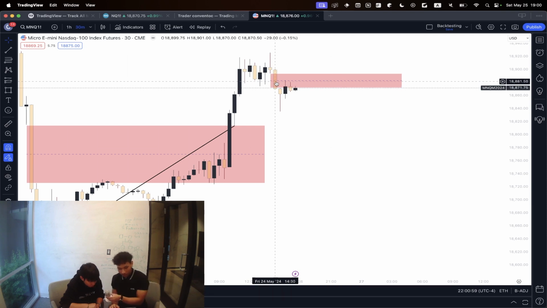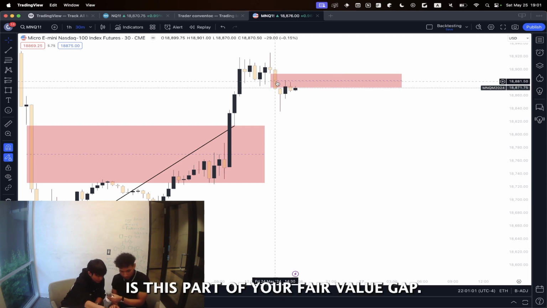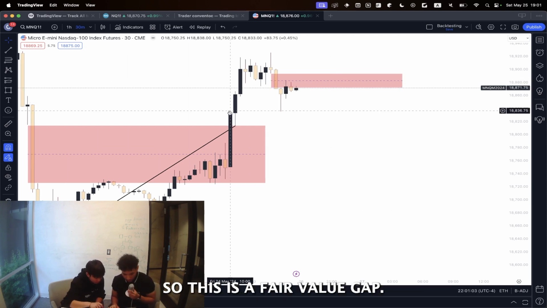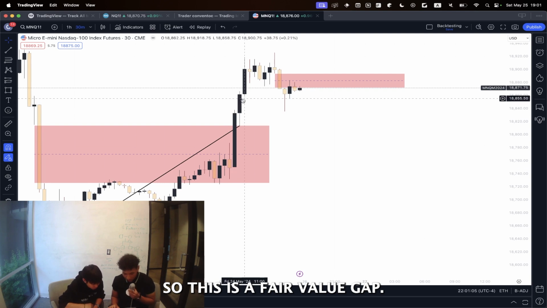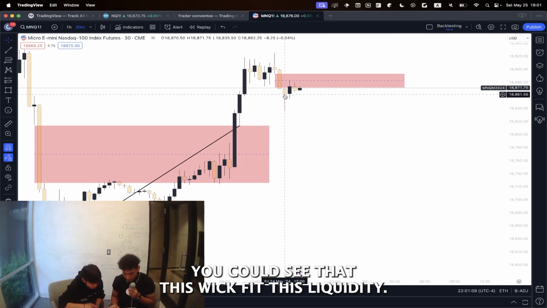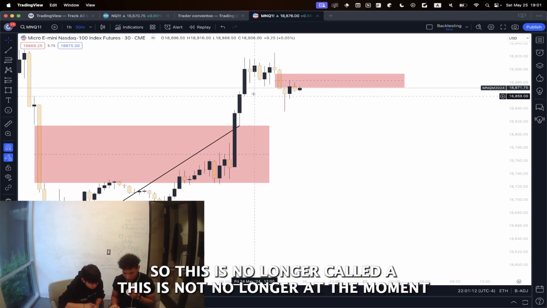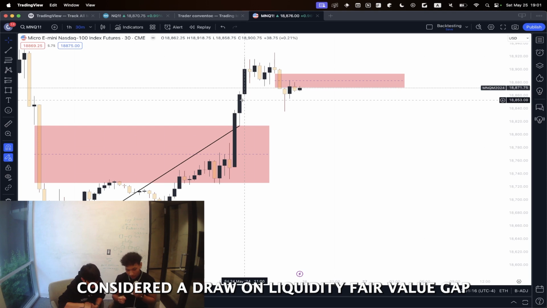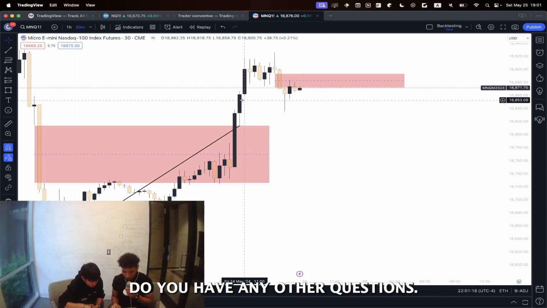Do you have any questions? Is this part of the fair value gap? So this is a fair value gap. This was a draw on liquidity. You could see that this wick took this liquidity. So this is no longer, at the moment, considered a draw on liquidity fair value gap. Do you have any other questions?